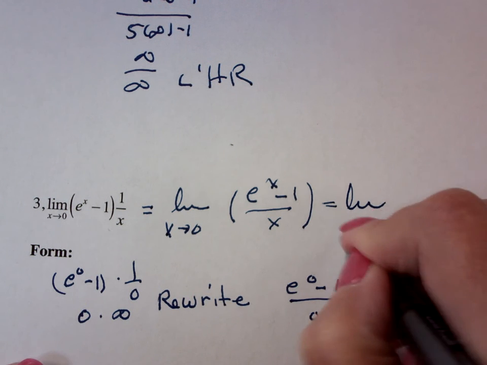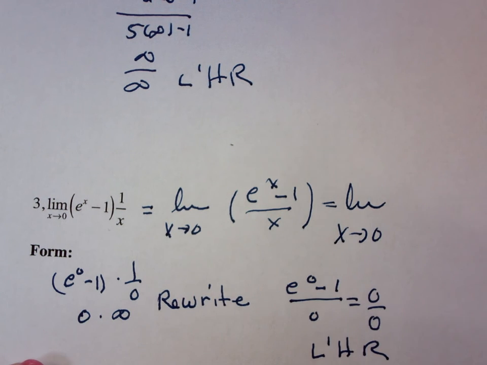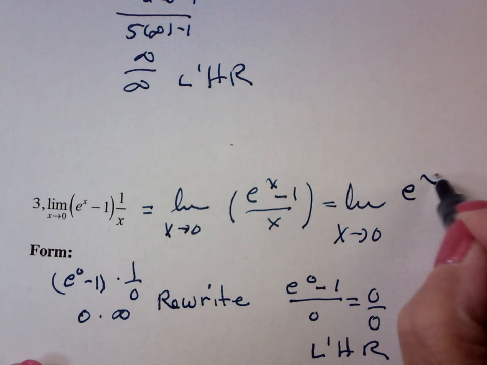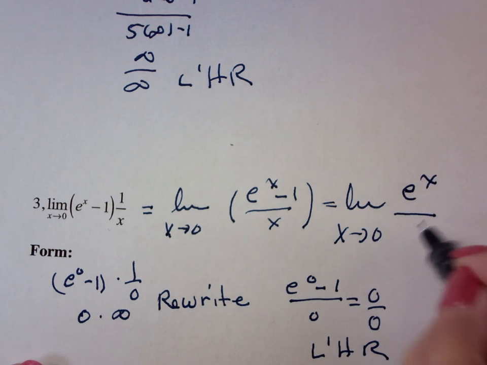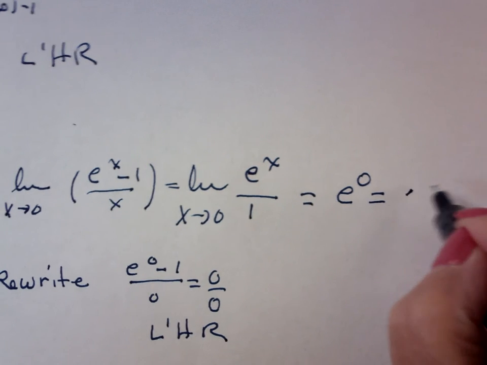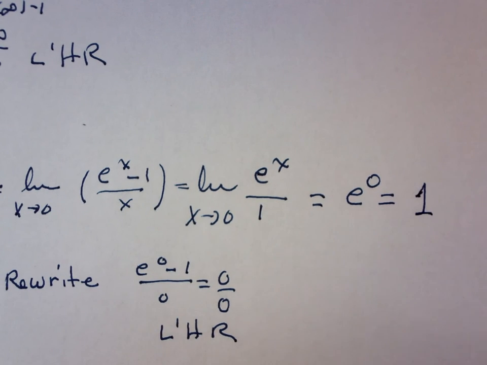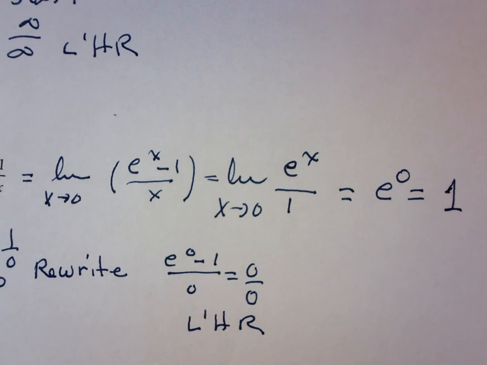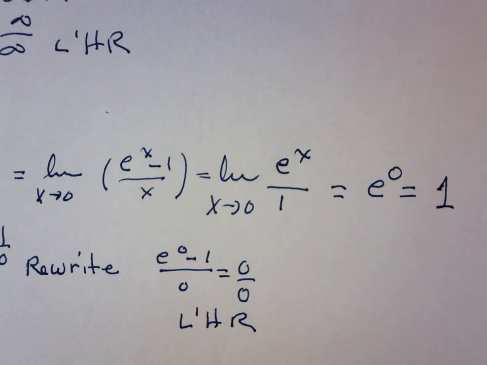This is the same as the limit as x goes to 0. Derivative of the numerator is what? e to the x. Derivative of the denominator is what? 1. This is going to e to the 0, which is 1. It's got a limit. Limit's 1. And there's no other way I could go get it other than perhaps trying to graph it on my calculator and figuring it out from there.